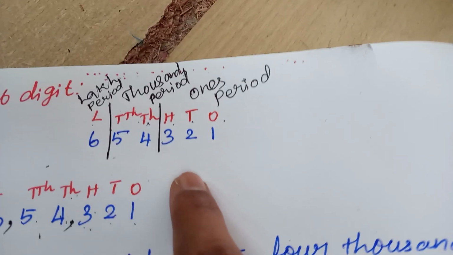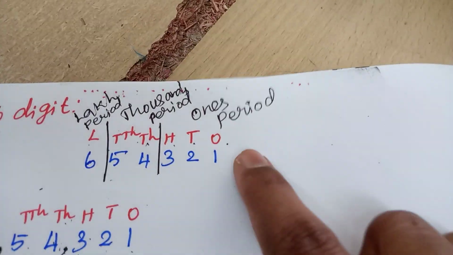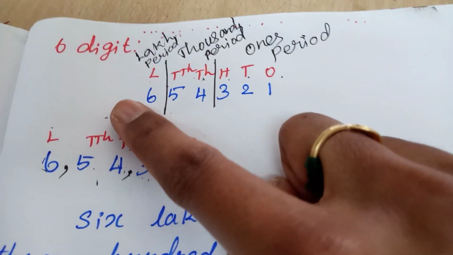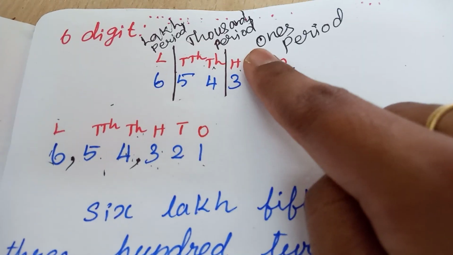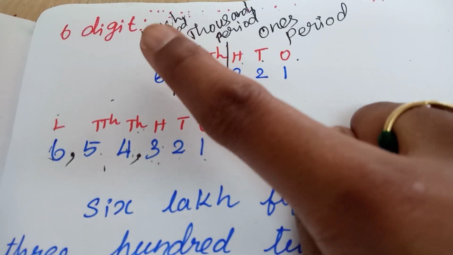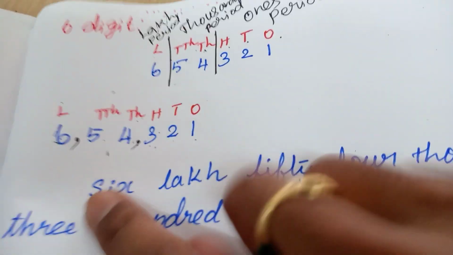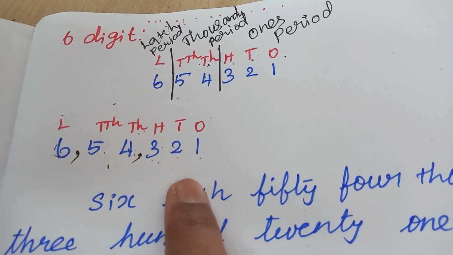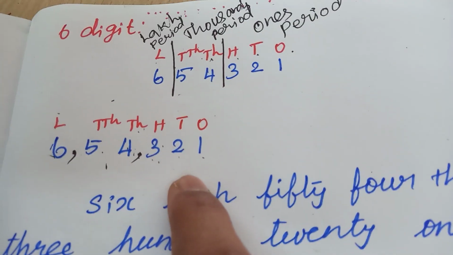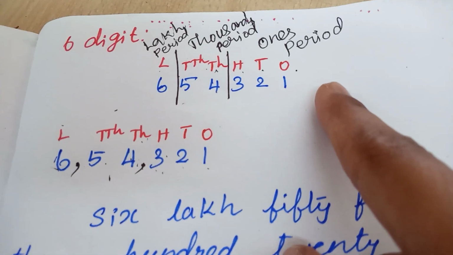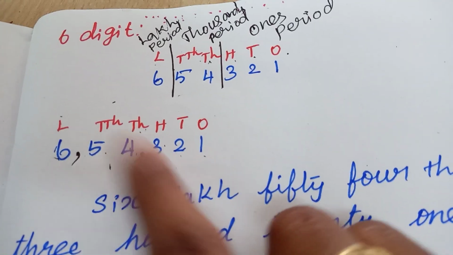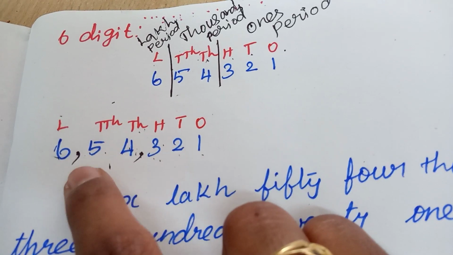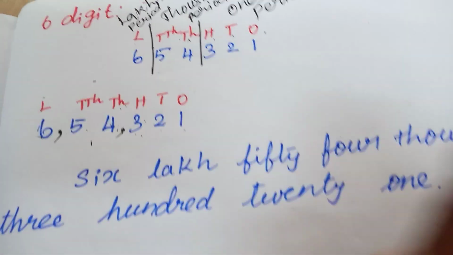A 6-digit number also has 3 groups. The first group is the ones period, the next is the thousand period, and the last is the lakh period. Ones period means hundreds, tens, ones. Thousand period means 10,000 and 1,000. Lakh period means lakh. Here also we use commas with the help of the place value chart of a 6-digit number, in between the 1,000 and 100 places, and in between the lakh and 10,000 places.